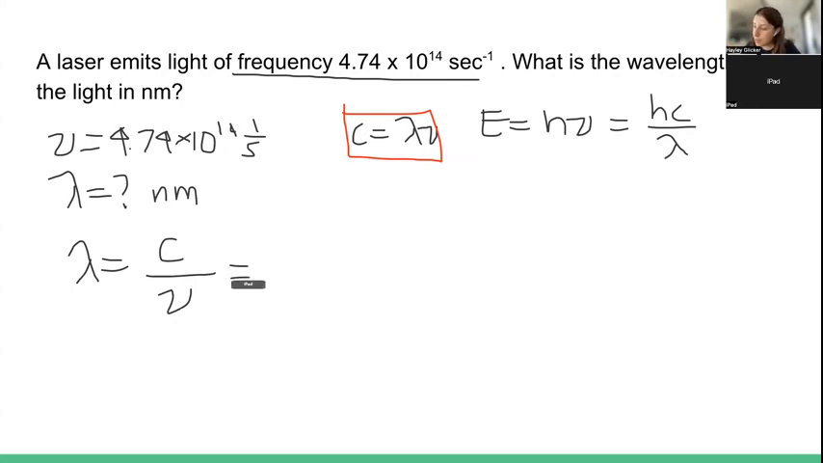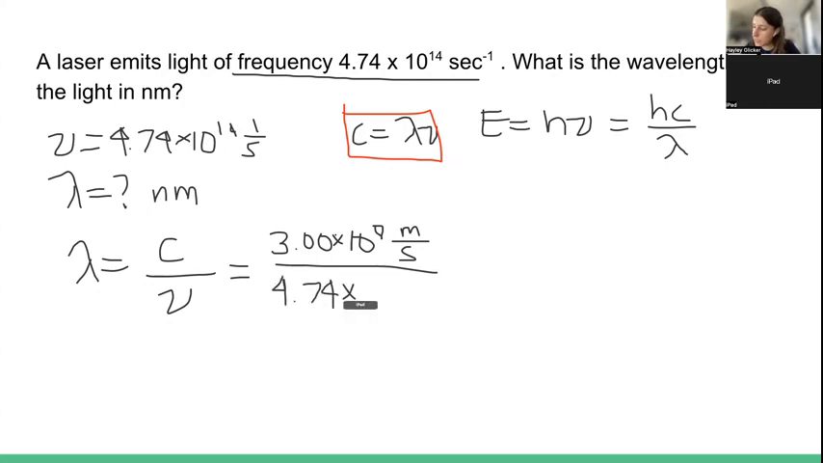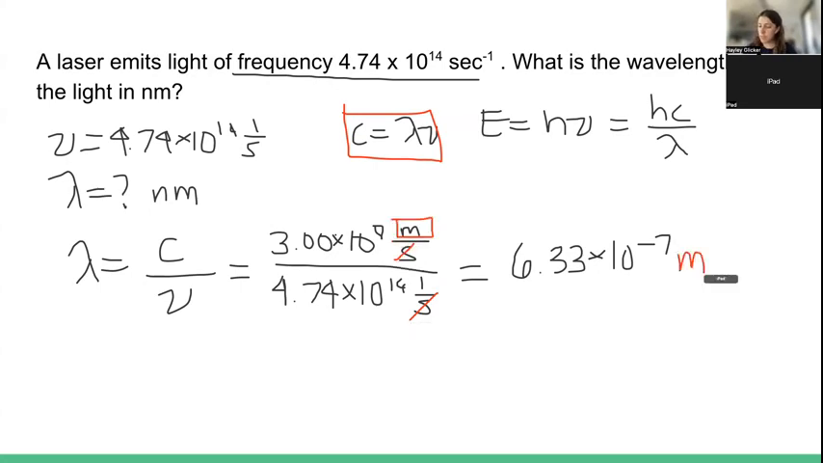I plug in 3.00 times 10 to the 8th meters per second divided by my frequency, which is 4.74 times 10 to the 14th, 1 over seconds. Numerically, I get as my answer 6.33 times 10 to the negative 7th. And now I go ahead and check my units. My seconds cancel with my seconds, so I'm left with units of meters.